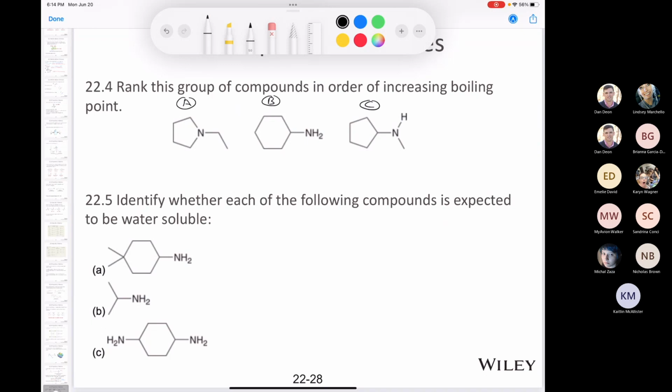And it's not a trick question. I'm sure somebody knows. Could anybody suggest which one of these would have the highest boiling point? Yeah.